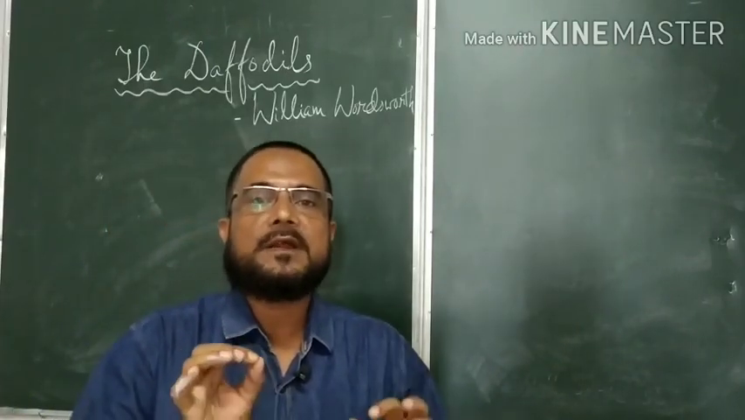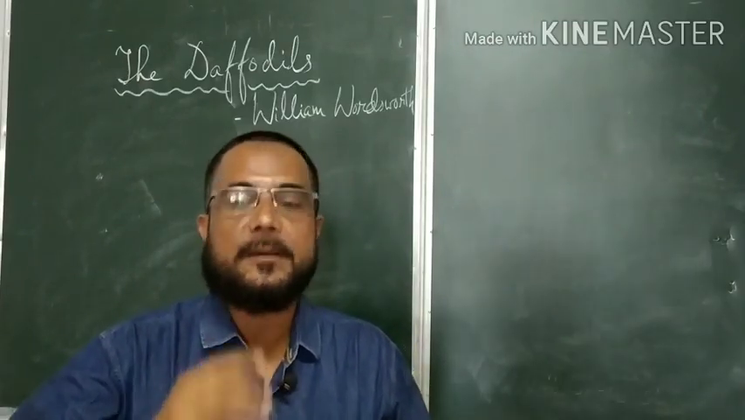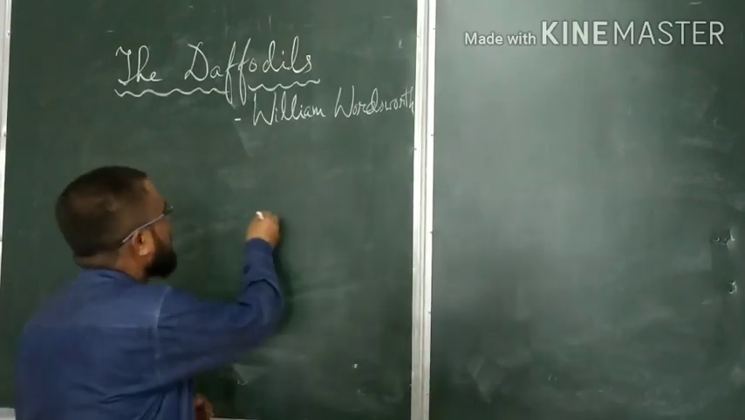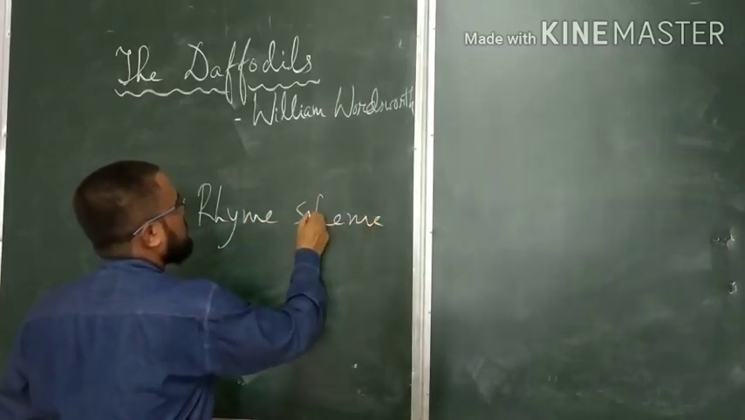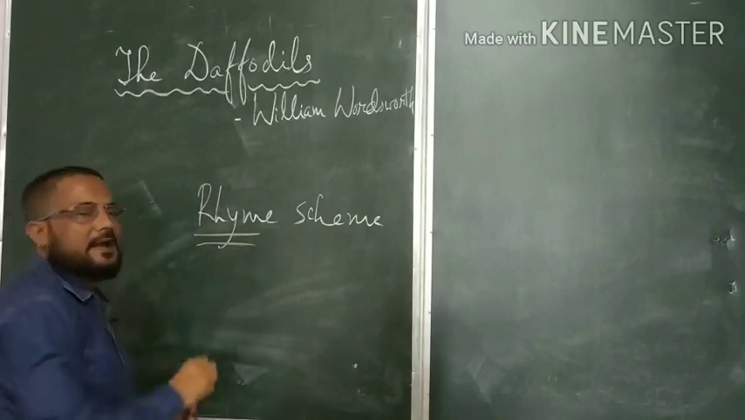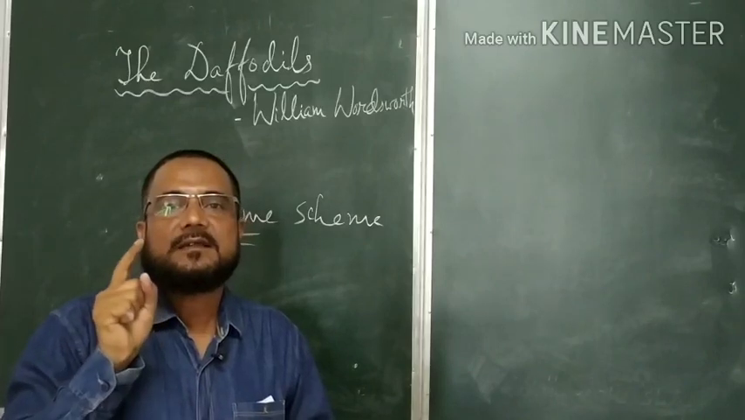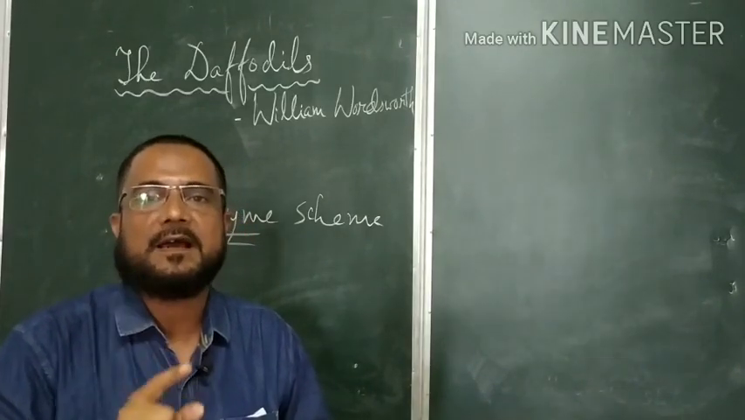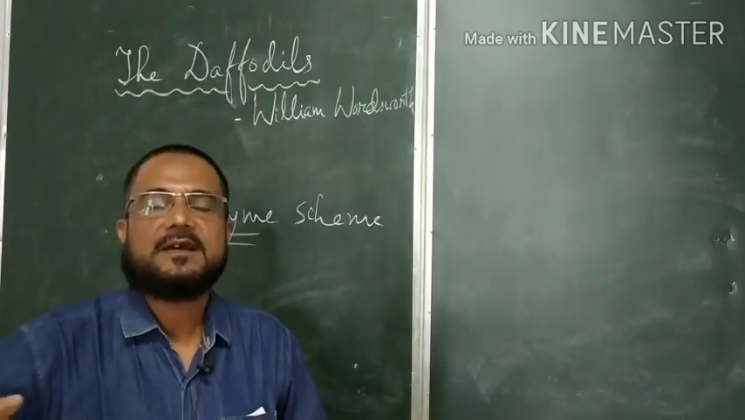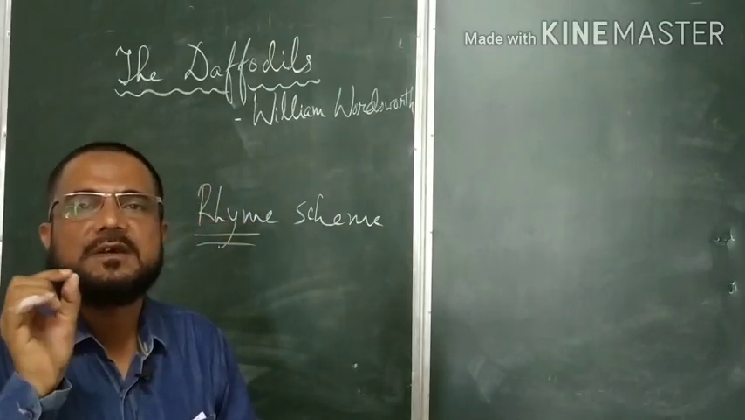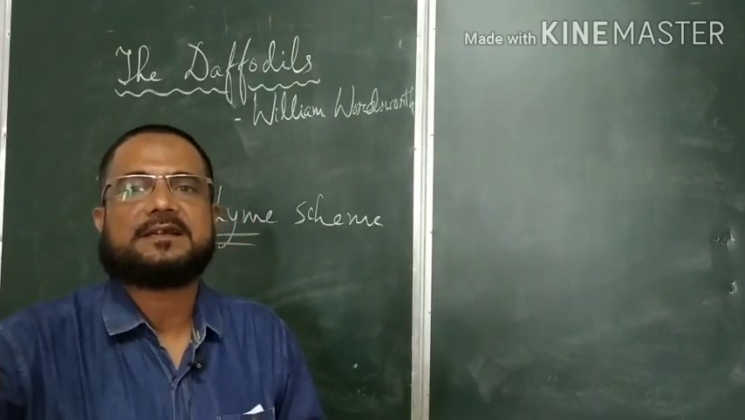We all know that when a poet composes a poem, there is one common thing that is called rhyme scheme. What is this rhyme? Rhyme means similarity of sound. That is, the last word in a particular line will have a similar sound with the last word in another line. In certain poems, the first line ends with a particular sound, and a similar sound you may get in the second line at the end.